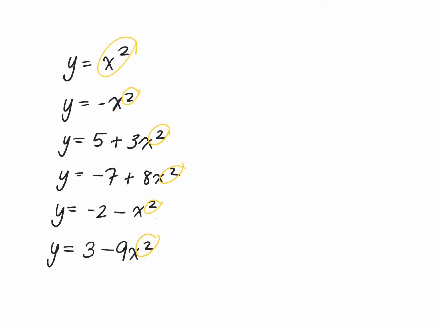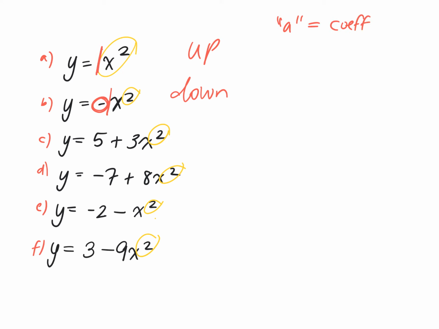So I'm going to ask you, let's do them in order, A, B, C, D, E. Open up, open down? Okay, this is up. Up, down. Down. Up. Because the coefficient of x squared is your a value. a equals the coefficient of x squared. You're looking at the number in front of x squared.